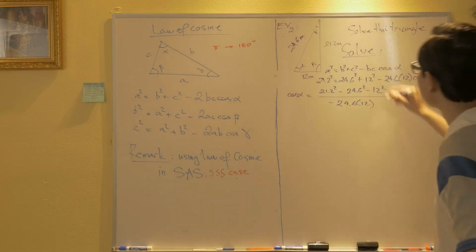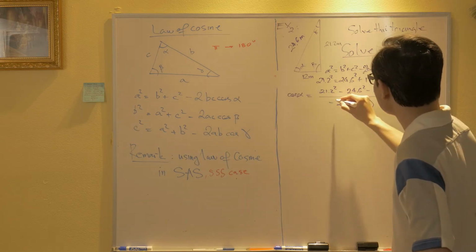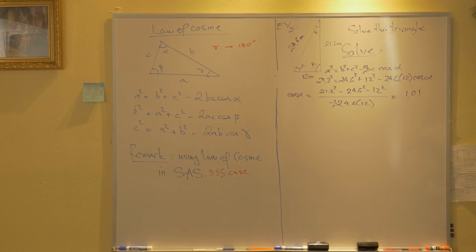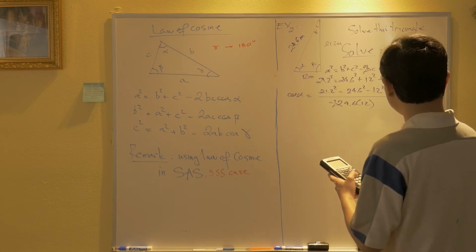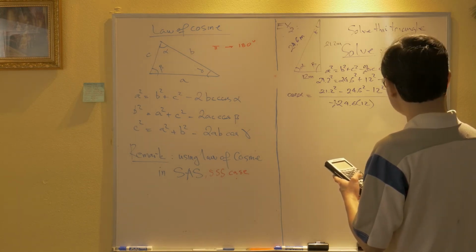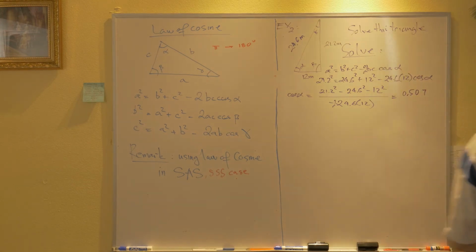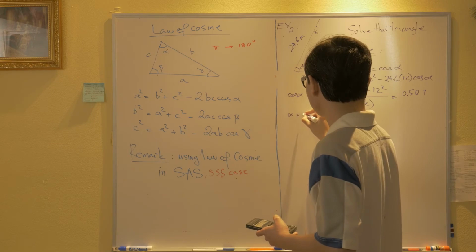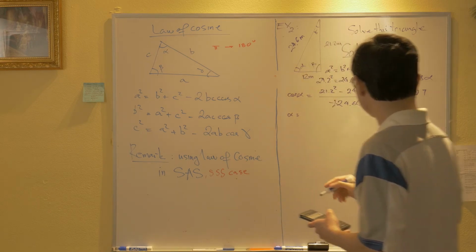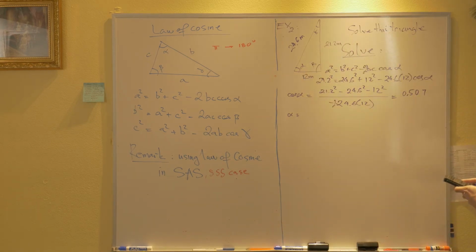Oh, I think I missed number 2. Sorry, so let me redo it again. Divide another 2, give you 0.507. Okay, and you take inverse of cosine. So alpha will be inverse of cosine 0.507, inverse of cosine, give you 59.5.